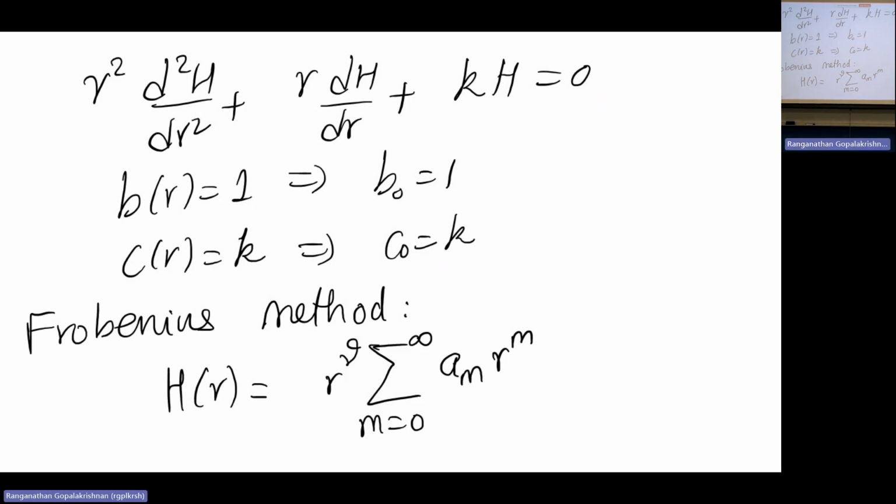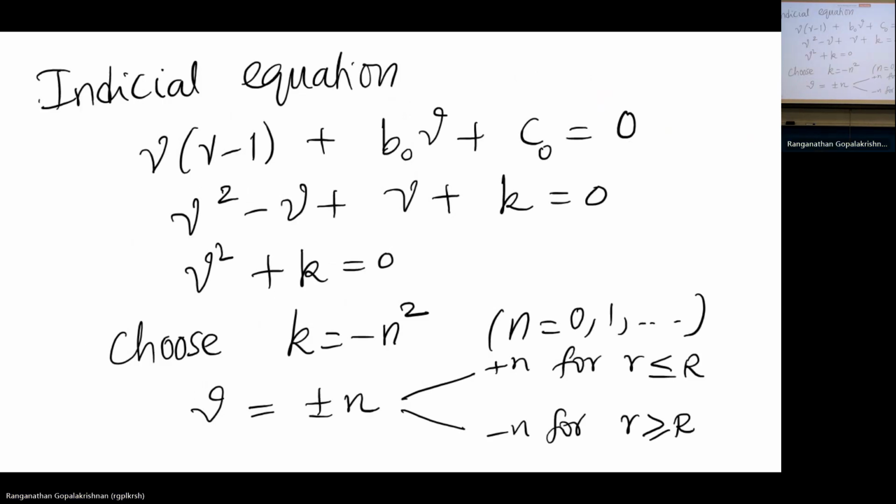If nu happens to be a repeating root, like same value, you would take this h1 to be r power nu, and the second solution you would construct using a logarithm. Same thing you would do if nu1 and nu2 differ by an integer, which is the case here. So whatever n is, 2n is an integer here, right? So first solution is really simple.